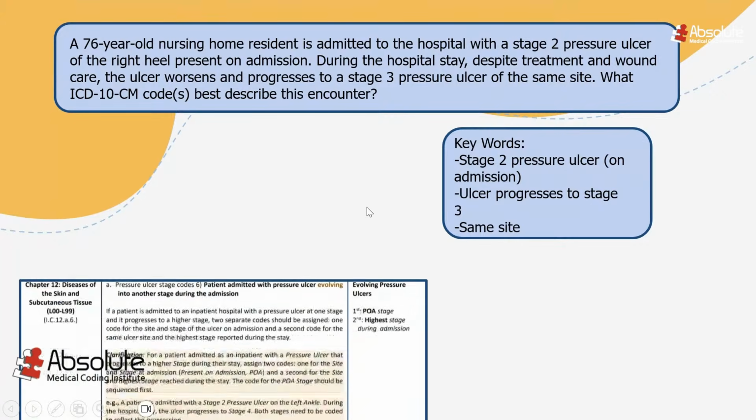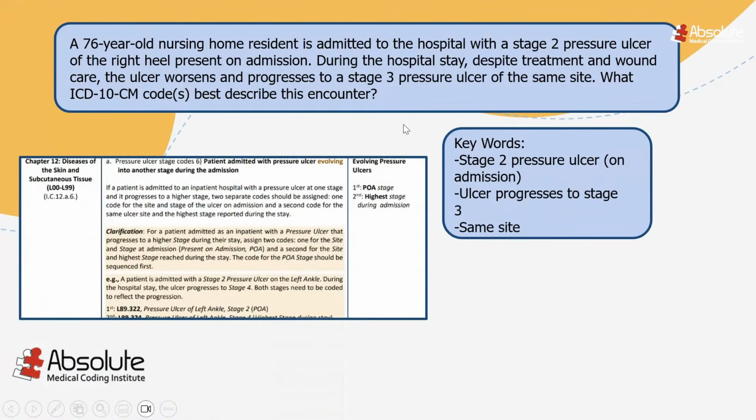All right, so here is going to be our guideline. This is just a snippet from the MCG manual. So again, IC-12A6, a pressure ulcer evolving into another stage during the admission. That is definitely what is happening here. So if you look, as always, on the right-hand side, you will see this sequencing suggestion, and our first code that it suggests is going to be the POA stage, or the present on admission. So that is why we definitely mentioned that in the keywords. What was the stage of the ulcer on admission?